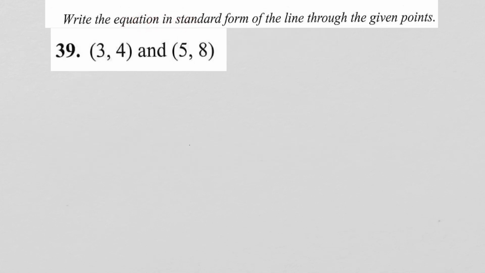Okay, we want the equation of a line. So the equation of a line, you need a slope and a point, and you're given 2 points, so we just need to find a slope. So the slope is y2 minus y1 over x2 minus x1. y2 is 8 minus y1 is 4, x2 is 5 minus x1 is 3.